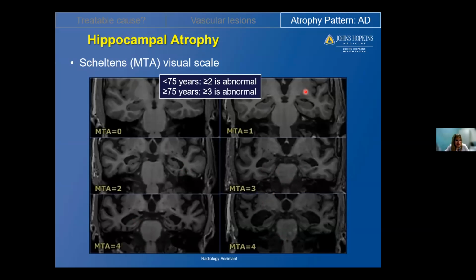So they say a score equal to or greater than 2 is abnormal in a patient younger than 75 years old, and abnormal if equal to or greater than 3 in a patient 75 years old or older. This is very specific to radiology, but it's just to let you know that those things exist. The clinicians want us to assess the degree of atrophy of the temporal lobes, and this is just one of the tools that we may use for that.